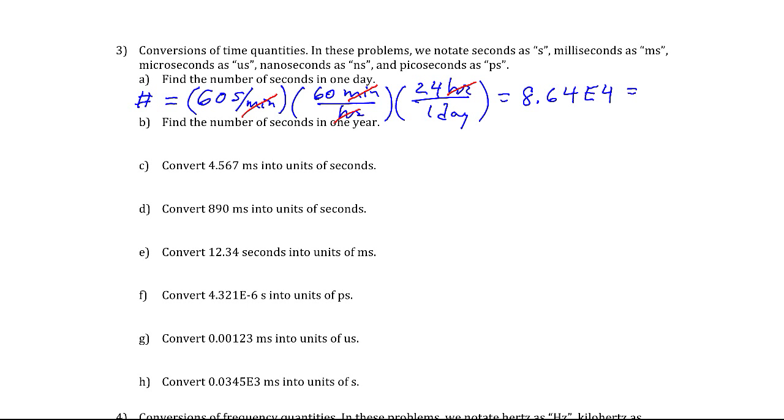or 86.4 times 10 to the third seconds per day. That's not a very good S. There we go. Seconds per day, and this is 86,400 seconds per day. Okay. That may be a relatively well-known number.